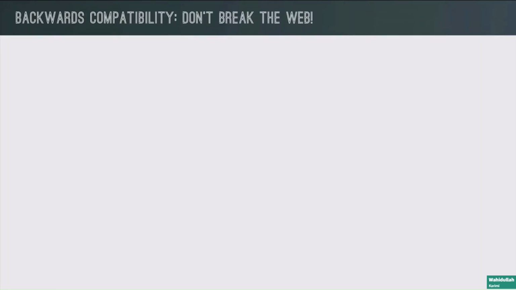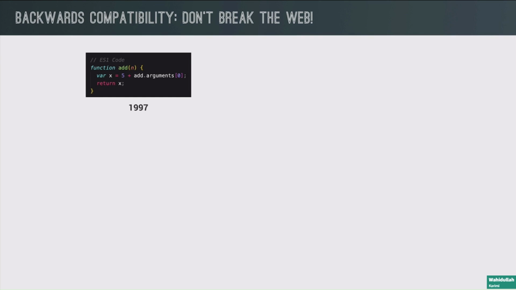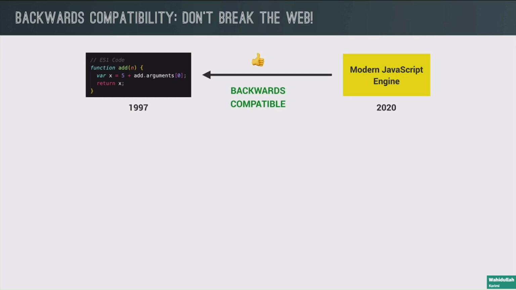Now, there is one particularity about JavaScript releases which is pretty unique for any programming language, and that is backwards compatibility all the way to ES1. So what does that actually mean? Well, basically it means that if you were to take some JavaScript code written back in 1997 and put it in a modern browser with a modern JavaScript engine today, it would still work just the same.